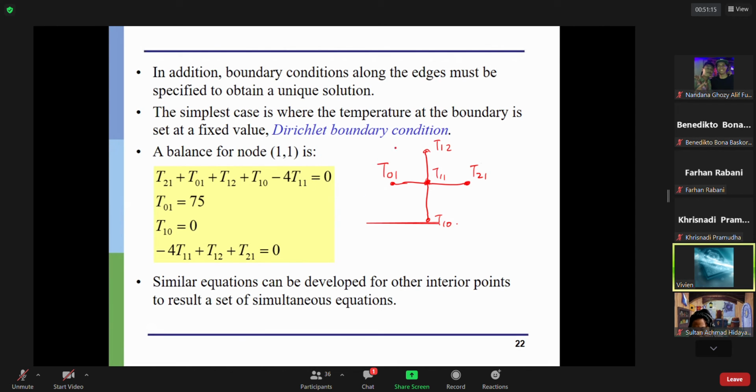Because this is the boundary in which we have 75 degrees, and at the bottom boundary the temperature is 0, we can insert the values already. These are the boundary points, so we insert the values in the equation. The equation where the boundary condition is applied now reduces to this equation. So we have one equation, which is 4.11, and we need to find it for the other 8 points.